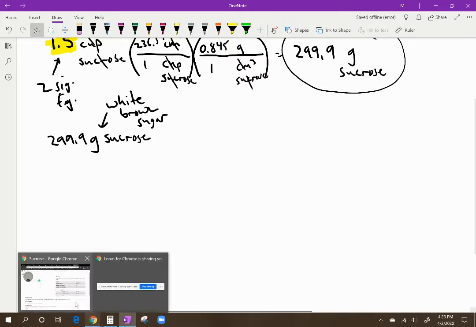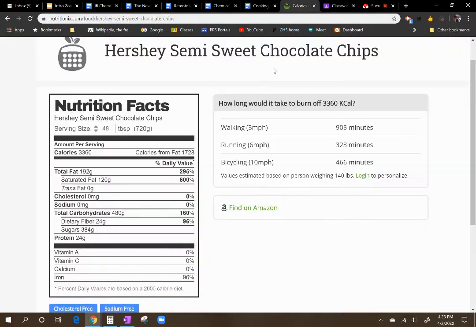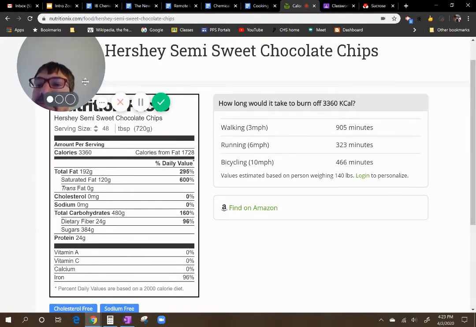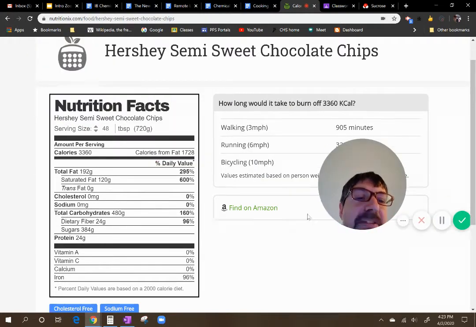So I found this website as well. And this is for 48 teaspoons. For 48 teaspoons, there are 16 teaspoons per cup. So if we used 3 cups, that's 48 teaspoons. That's 720 grams of Hershey semi-sweet chocolate chips. And that would be 384 grams of sugar. So we're going to add the sugar from our chocolate chips to our recipe so that we don't miss any of the atoms that come from the sugars in making the chocolate chip cookies.